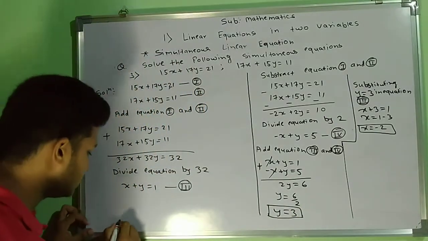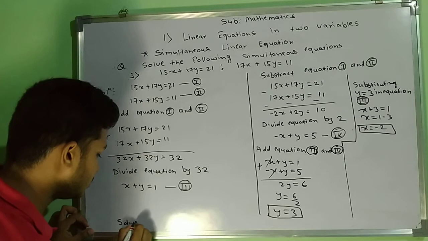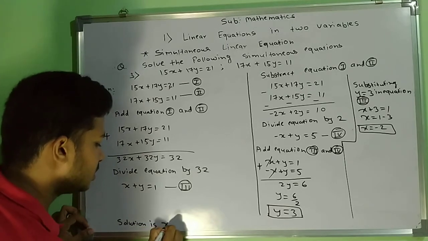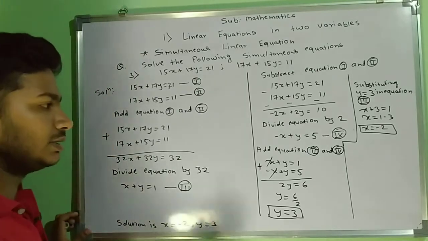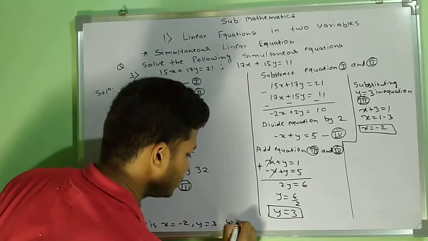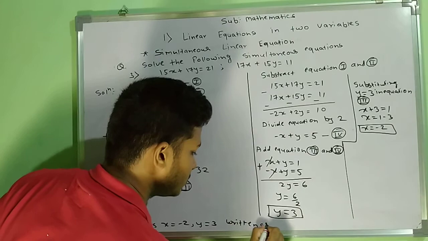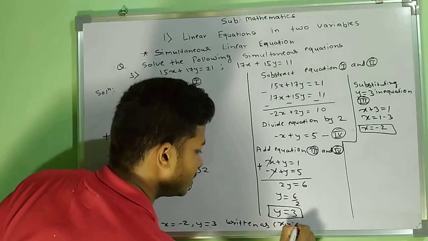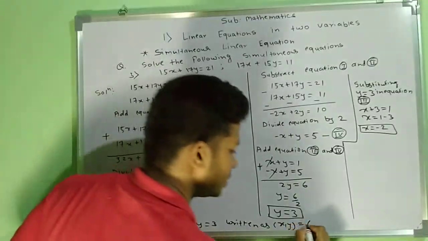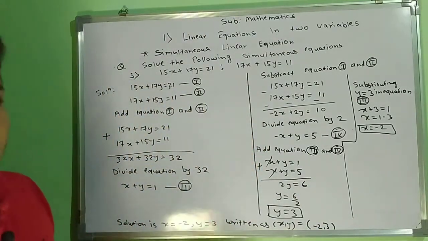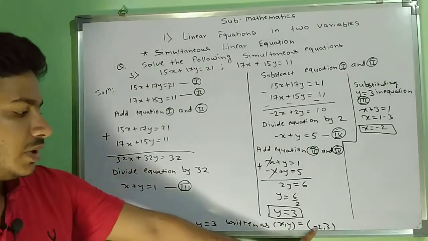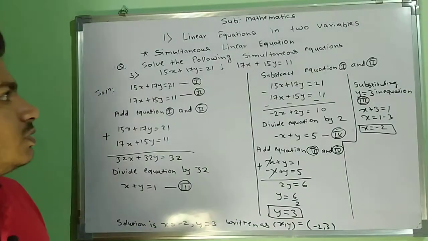So the solution is x is equal to minus 2, comma y is equal to 3, and that solution is also written as order pair x comma y, which is equal to, what is the value of x? Minus 2, and the value of y is 3. So that can be written as, in the bracket, minus 2 comma 3. So this is how we have to solve that equation.